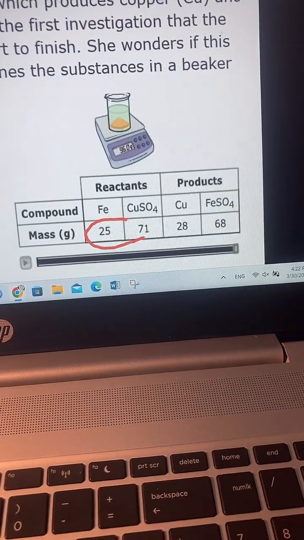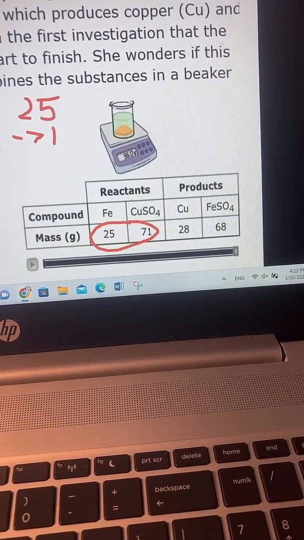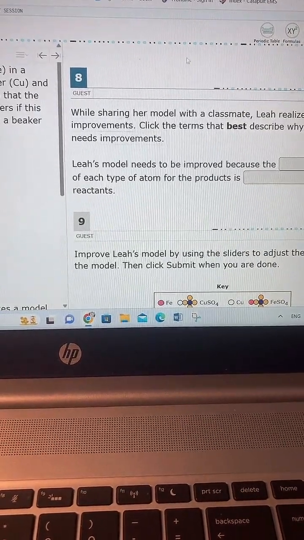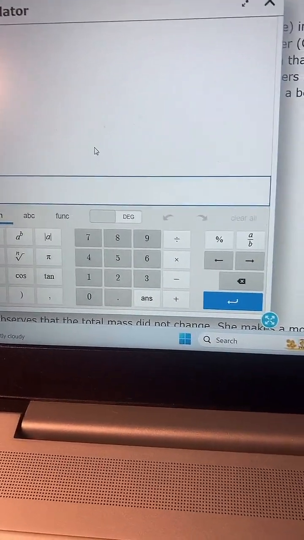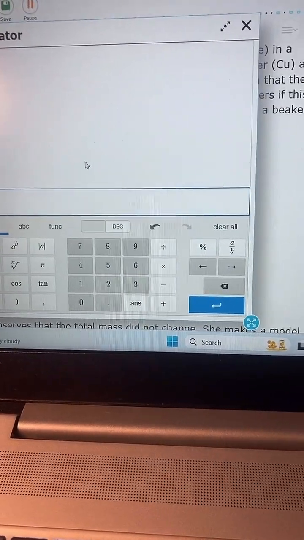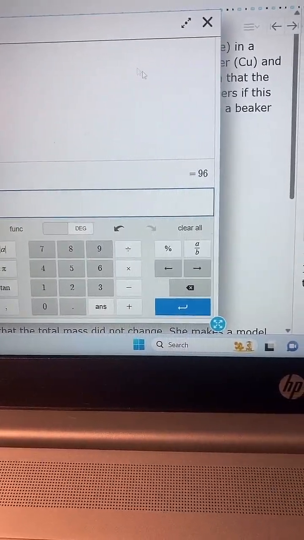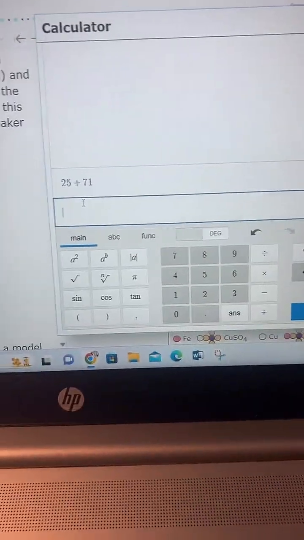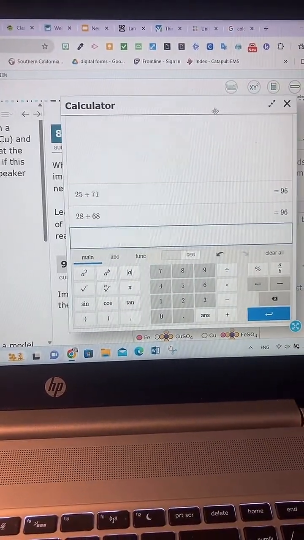The big thing to notice is 25 plus 71, and you can do this on a calculator. I take 25 plus 71, I get 96. And in the same way, if I go 28 plus 68, I also get 96. So notice the mass stays the same.